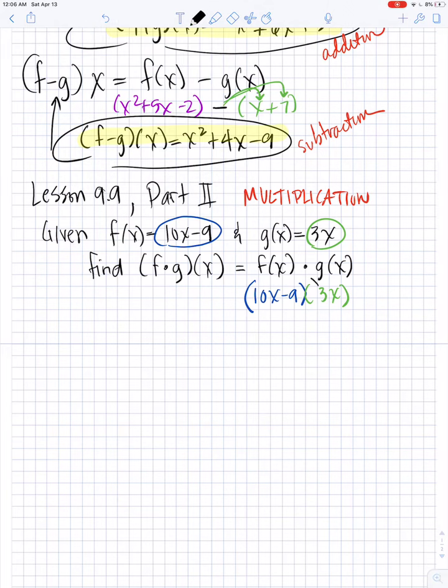In this case, the distributive property is indicated. I have a monomial outside of a binomial. So my new function, f times g of x, is equal to 30x squared minus 27x.